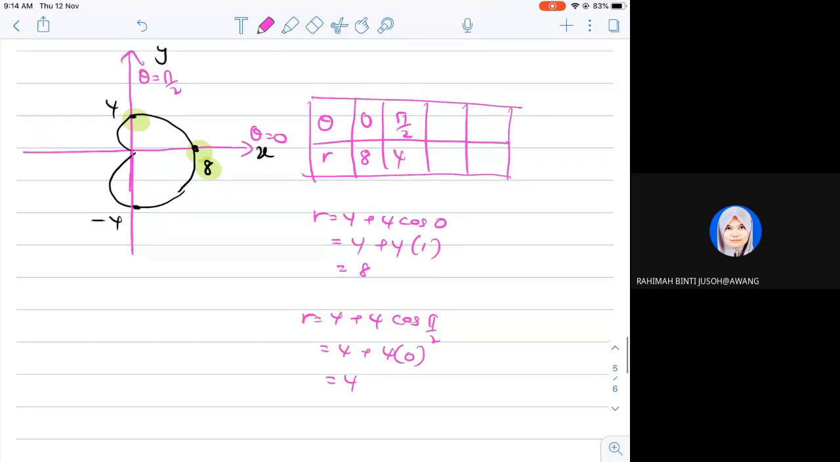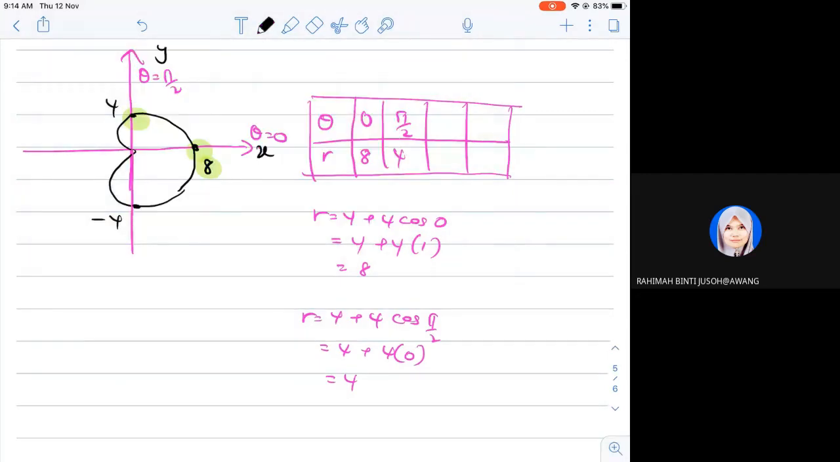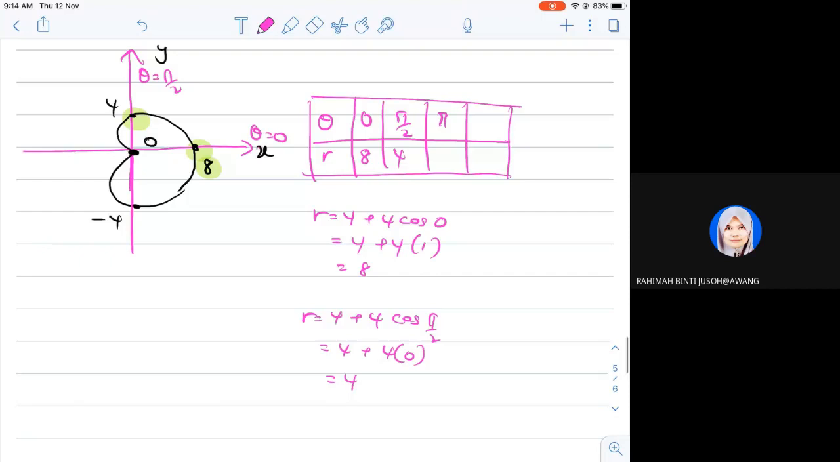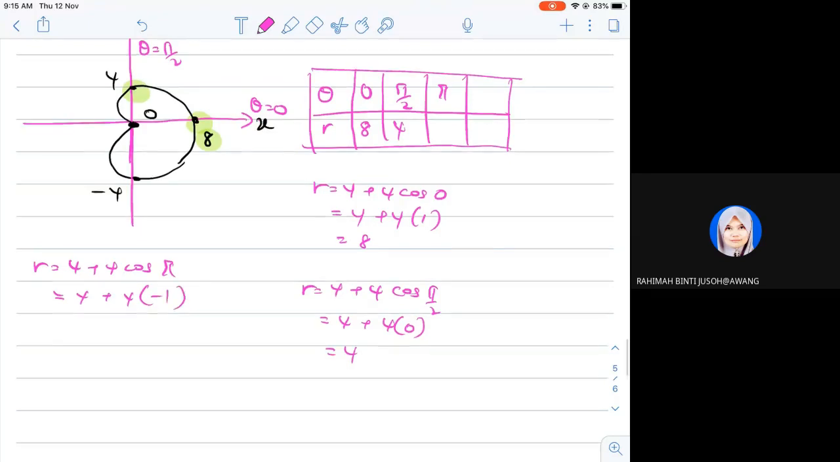So let me explain why we get the point 0 here. We have theta equals pi, so r equals 4 plus 4 cos pi. Cos pi, cos 180, is negative 1. So 4 minus 4, we get 0. So that's why we have this position. It goes inward and becomes 0. Okay?